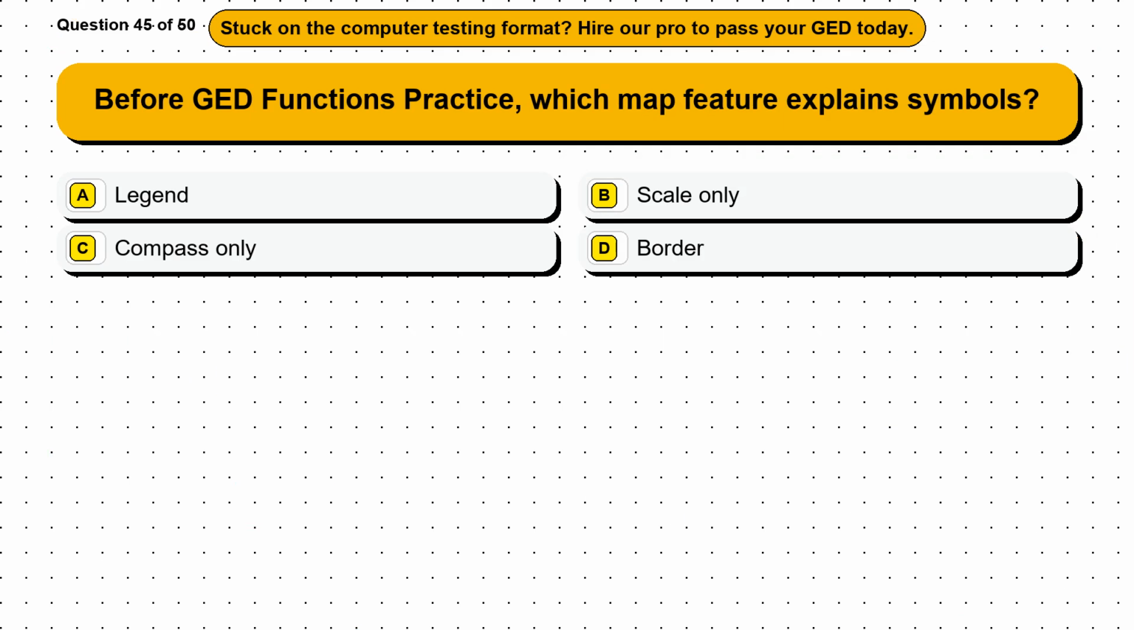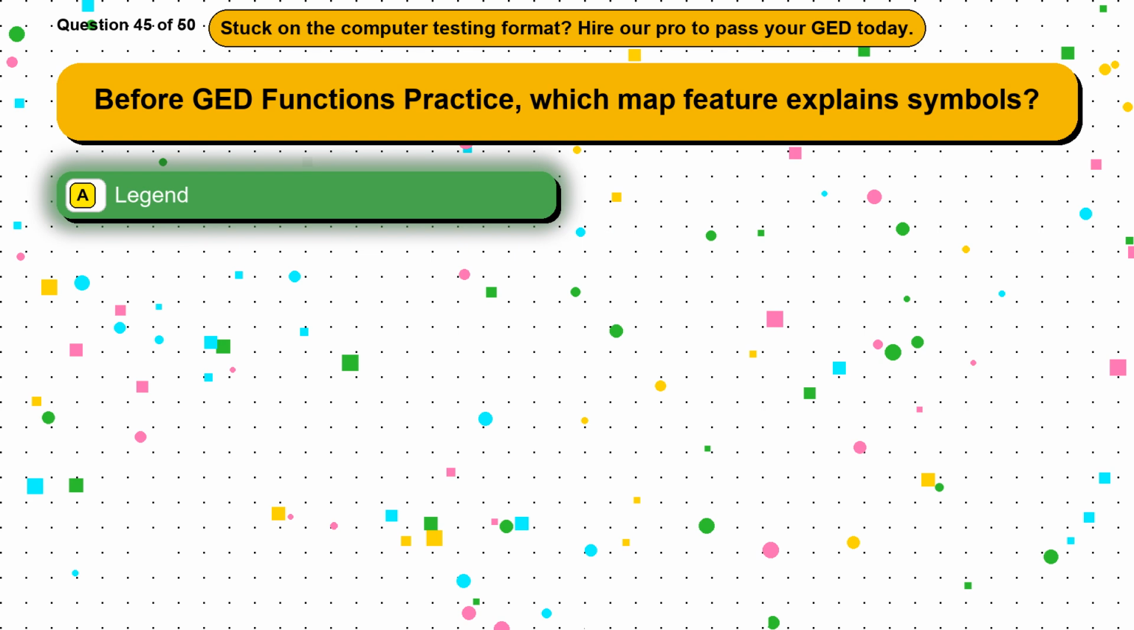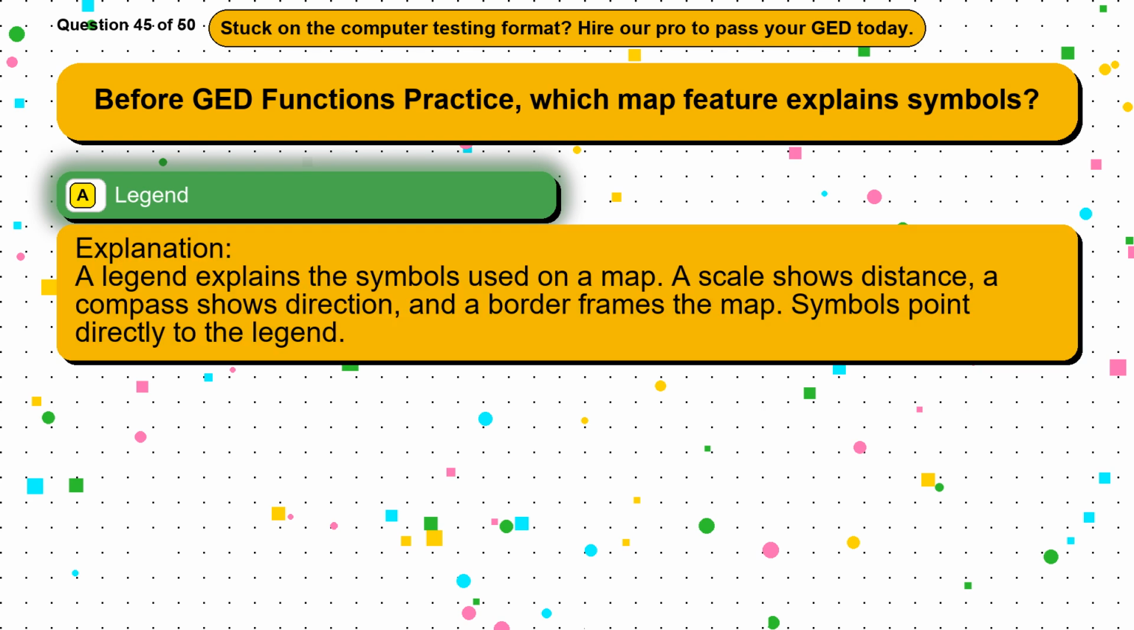Question 45. Before GED functions practice, which map feature explains symbols? Option A legend. Option B scale only. Option C compass only. Option D border. The correct answer is option A. Legend. A legend explains the symbols used on a map. A scale shows distance, a compass shows direction, and a border frames the map. Symbols point directly to the legend.